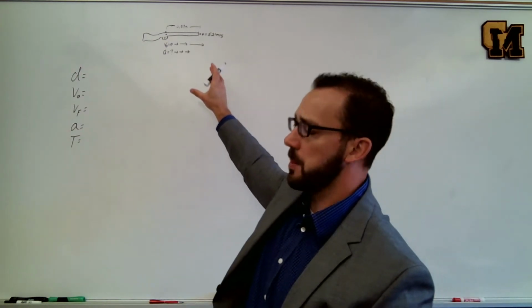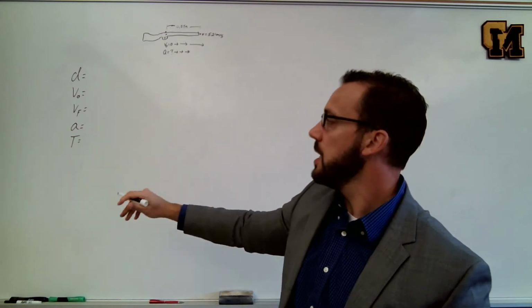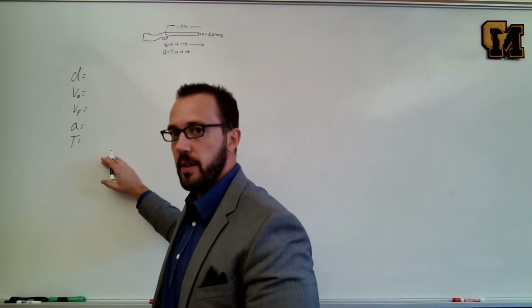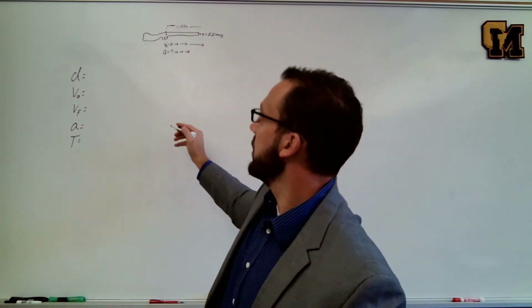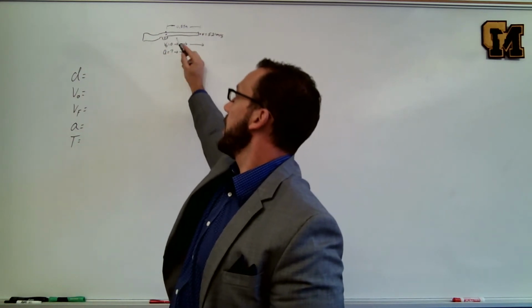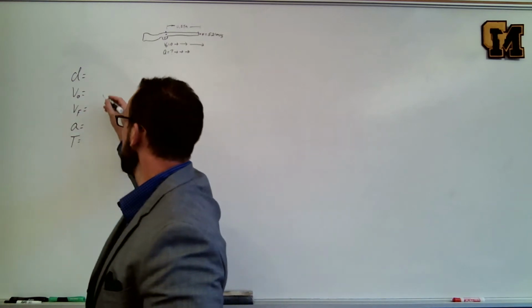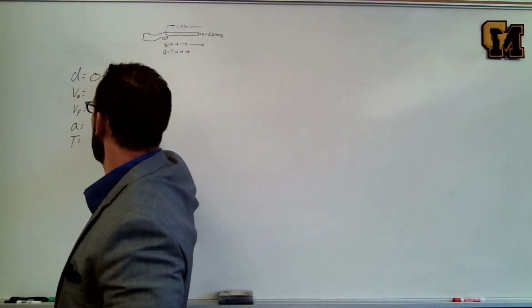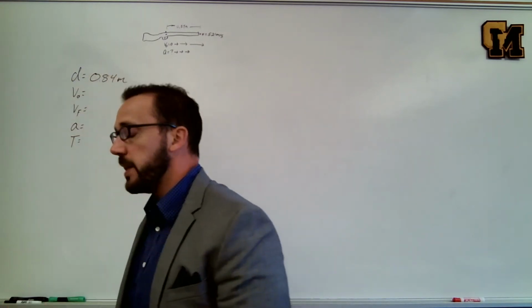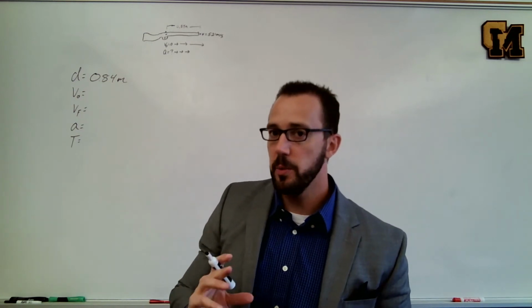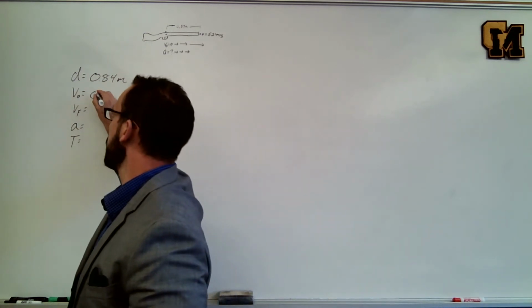So now we have to pull the numbers out of the problem and out of the picture and put them here in our list of variables. The first thing we definitely know is that from the start of the bullet's travel to when it leaves the gun, it's going to travel 0.84 meters. We know that a bullet is not moving before you pull the trigger, so the initial speed of the bullet is 0.